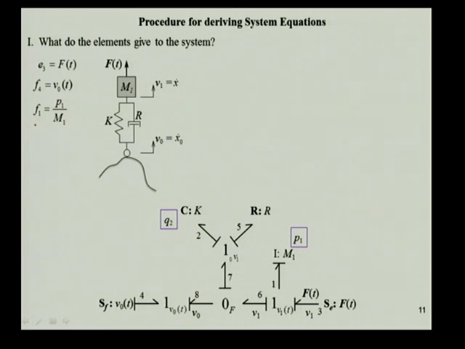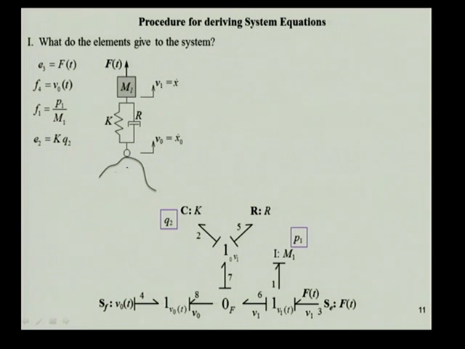Then F1, what does this element give to this? It gives effort or flow. If you look at the causality, you can see clearly that this I element receives effort, so it gives flow to the system. So flow is given as P1 upon M1. Then the next element here, what does this C element give to this? Effort. So it provides effort, and if it is a linear spring, the constitutive equation is K into Q.